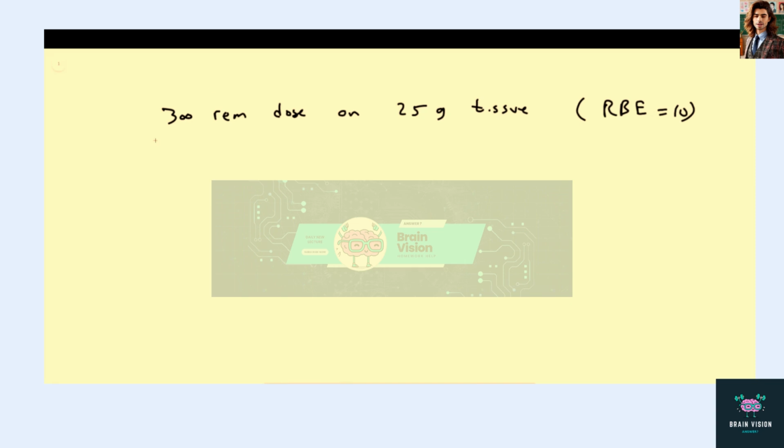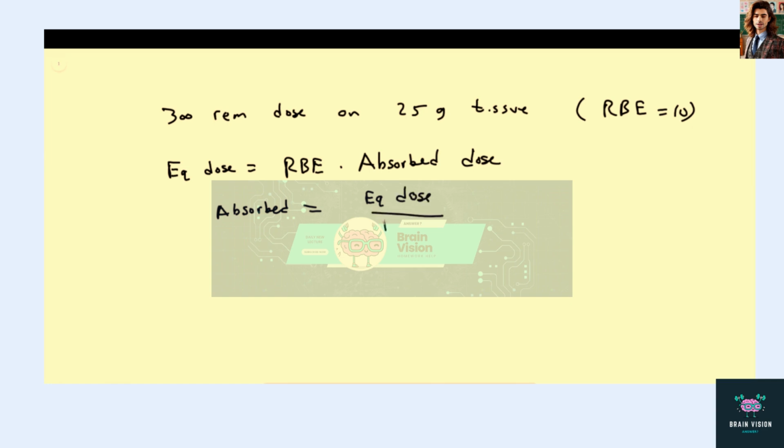So the first thing we know is that the equivalent dose is equal to the RBE of the neutrons times the absorbed dose. So if we want to calculate the absorbed dose in rads, simply solving for this quantity, we find it's equal to the equivalent dose over the RBE of the neutrons, which is also given. So this gives us a value of 300 REM over 10, or equivalently, 30 rad.